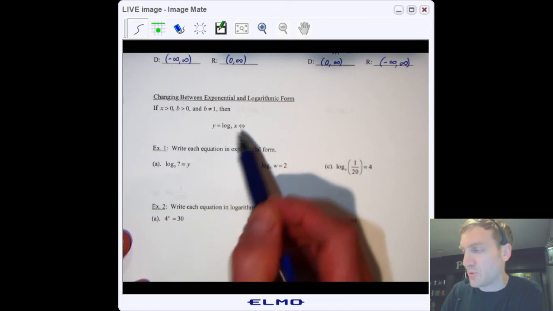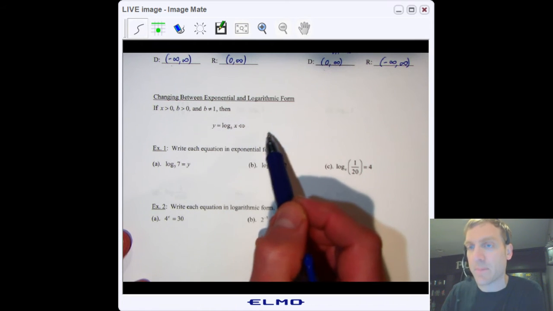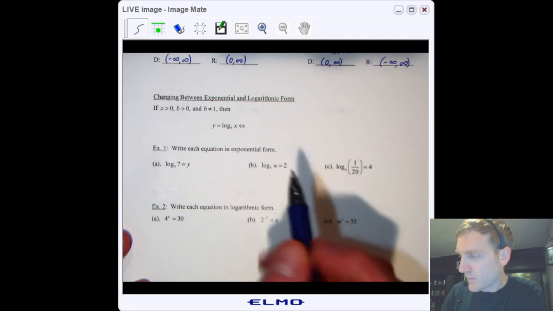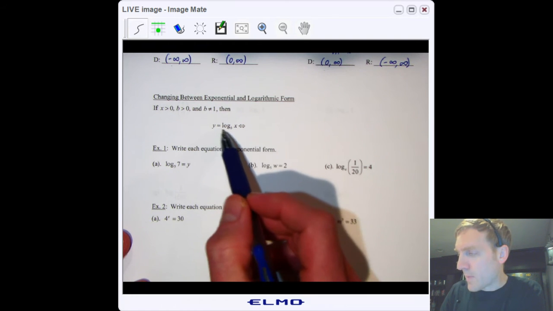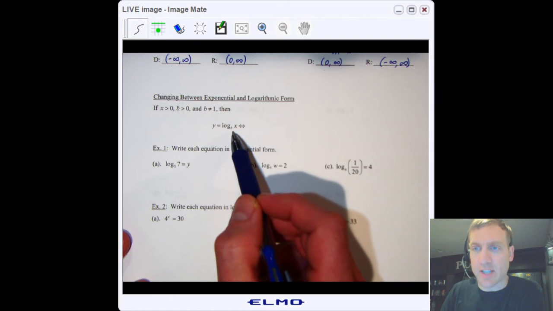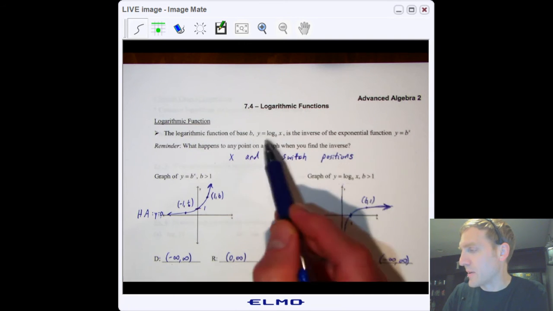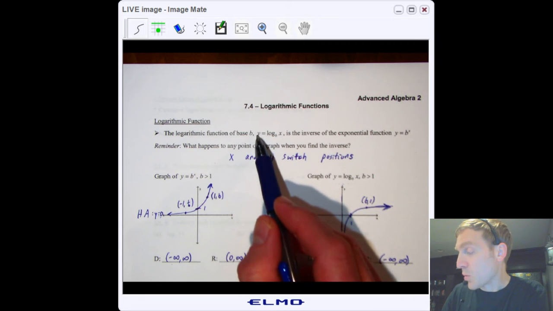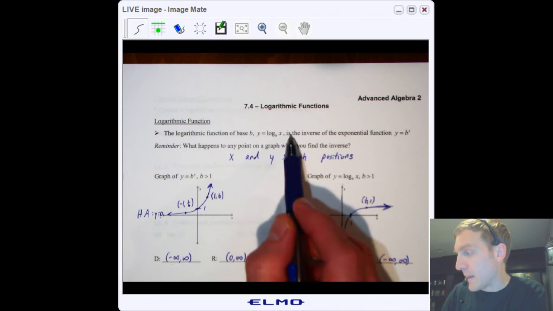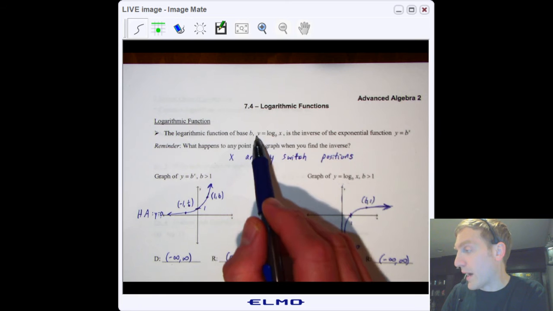If you know how to switch between a logarithm and an exponential function, then you're doing pretty good. So y equals log base b of x. Now that's a logarithm. Let's write it in exponential form. Remember, the log and exponential function are inverses. So when you switch from log to exponential, the input and the output switch. The y here becomes the x, and the x becomes the y position.